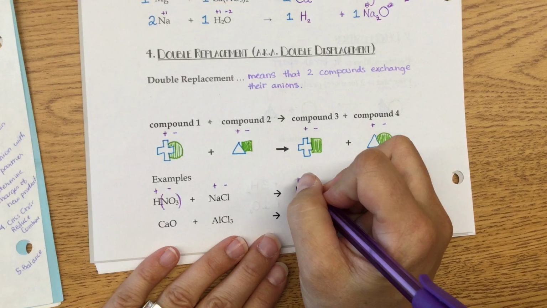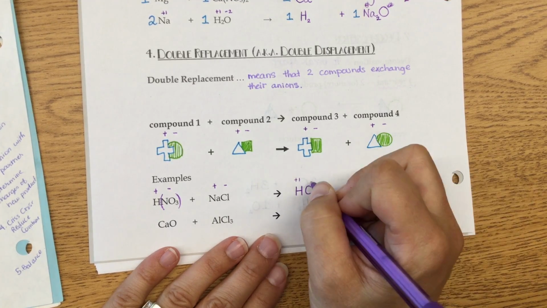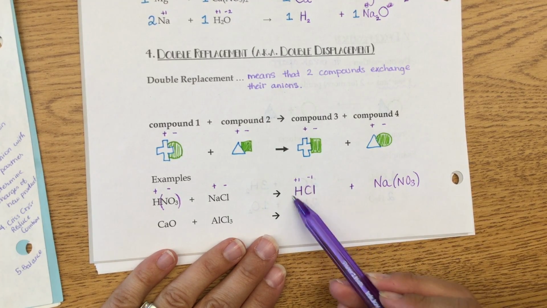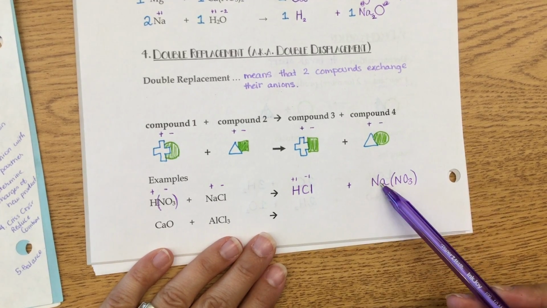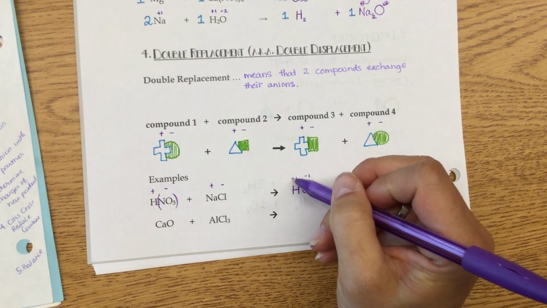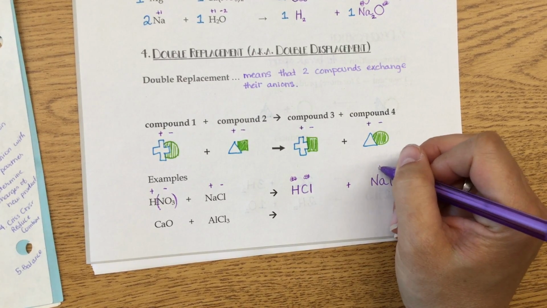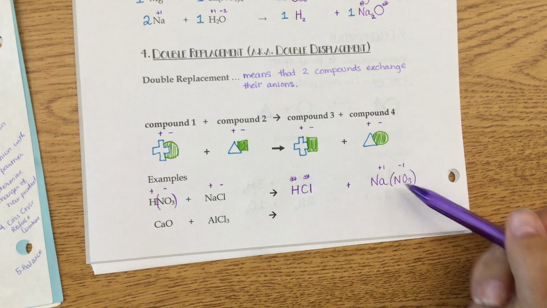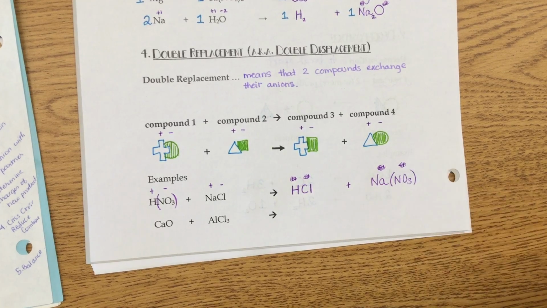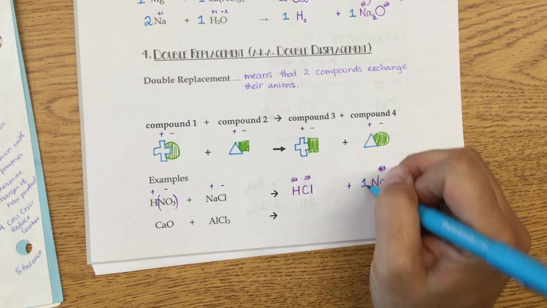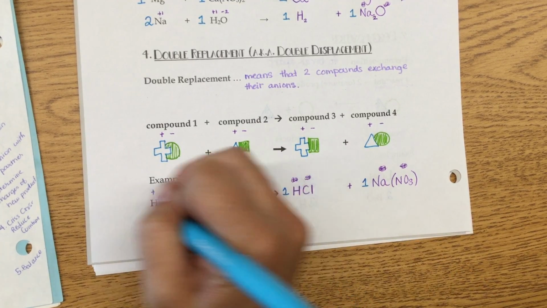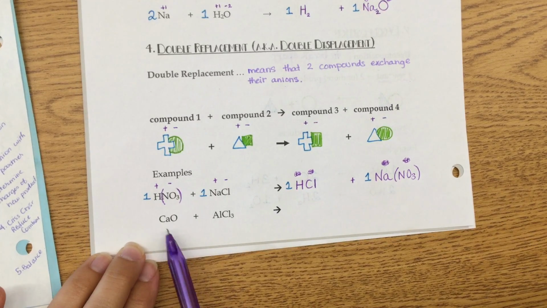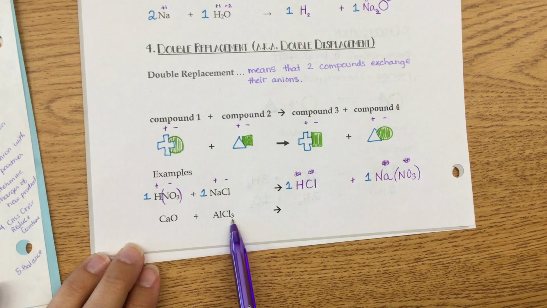Okay. Now the charge for hydrogen is +1. Charge for chlorine is -1. So when we crisscross and combine, this is good. HCl, that's good. Charge for sodium is +1. Get rid of that. Charge for sodium is +1. Charge for nitrate is a -1. So we crisscross and combine, same thing. Get rid of that. Last thing we do is put a 1 in front. Okay, because everything is balanced. Excellent. And last one, we have calcium oxide plus aluminum chloride.